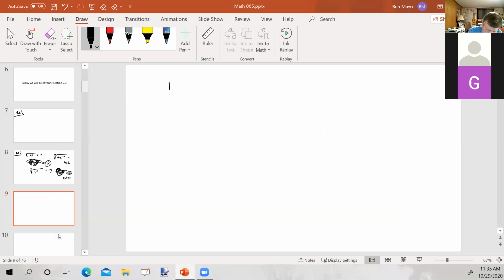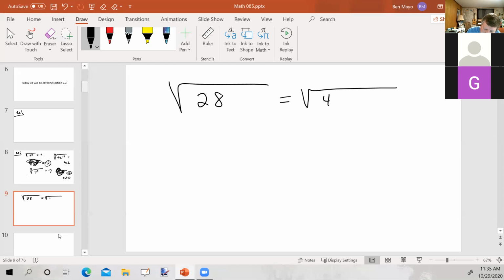So let's say I've got the square root of 28, and I want to simplify it. Now, what do I mean by simplify? The answer isn't going to look nicer than the original. But simplifying a radical means take everything that's inside and get as much as you possibly can outside. So move everything you can to the outside. Well, if I take 28 and I write it as 4 times 7, which is still 28, I could then separate it into the square root of 4 times the square root of 7. We looked at that rule.